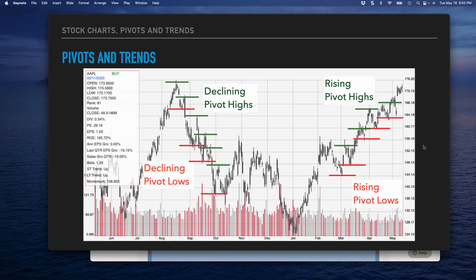Pivots can also be used to identify trends. The basic idea behind a trend is that you're going to see a fairly consistent pattern, and stocks don't go only up in a bullish trend, and they don't only go down in a bearish trend. You will see rallies and counter moves against those trends throughout.